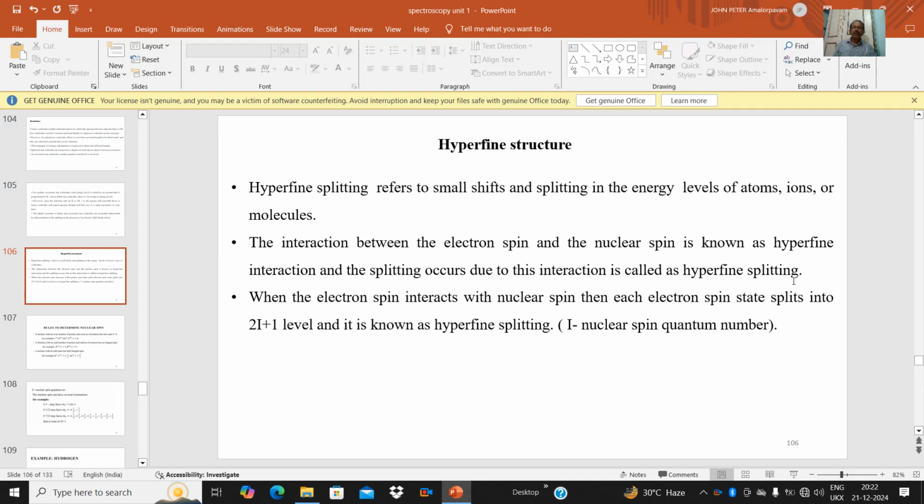In this video lecture, we are going to discuss hyperfine structure and the quadrupole moment of linear molecules. Hyperfine splitting is a phenomenon that occurs when the interaction between the nucleus and the electron clouds of an atom, molecule, or ion causes small shifts in the electronic energy levels. This results in the splitting of the energy levels into smaller components called hyperfine structure.